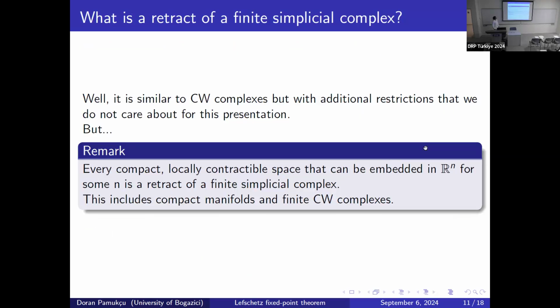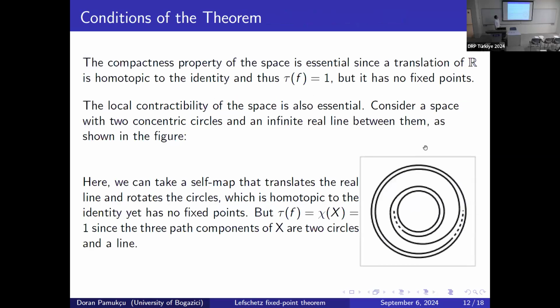Going back to the conditions of the theorem. Here we said every compact and locally contractible space, right? Why do we even need these conditions? The compactness property is essential because if our space is not compact, then our theorem is not true. We can find a counterexample really quickly. If we take our space as R and a translation, which is homotopic to the identity, then our Lefschetz number is 1. But because we're translating on R, there are no fixed points. So our theorem is false for this case.